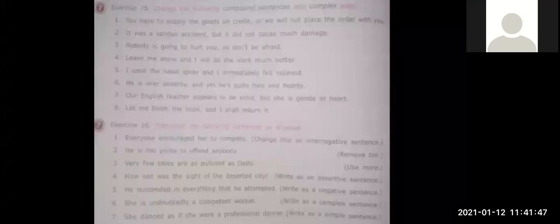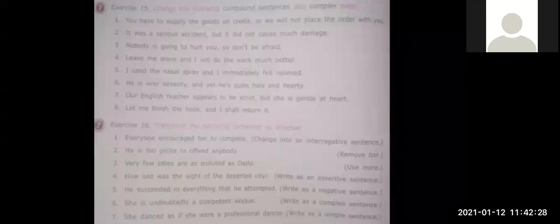And in the first part of the sentence, what will we do? We will put although there. Although it was a serious accident, comma, it did not cause much damage. So the although part is the subordinate clause. Although it was a serious accident, comma, it did not cause much damage. So see children, that becomes your complex sentence. So ultimately what we need to understand is that when we have a coordinating conjunction in the sentence, that becomes your compound sentence, but when it has one subordinate clause, that becomes your complex sentence.